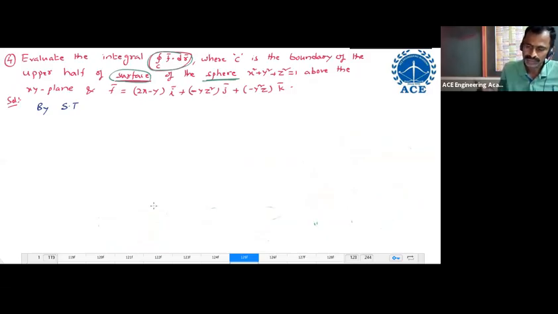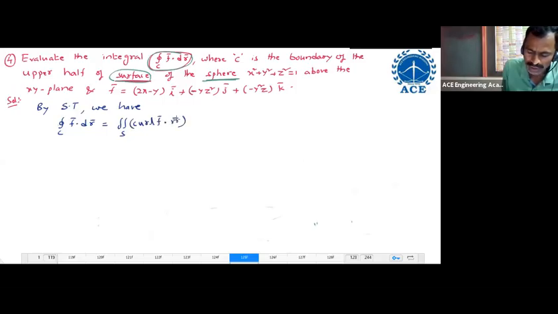Now we do the problem. By Stokes theorem, we evaluate the integral only. First we write the transformation. By Stokes theorem, we have the integral over C of f bar dot dr bar equal to the double integral over S of curl f bar dot n bar dS. To convert line to surface integral, on the right hand side we require the curl of the given vector function. So let us find the curl first.